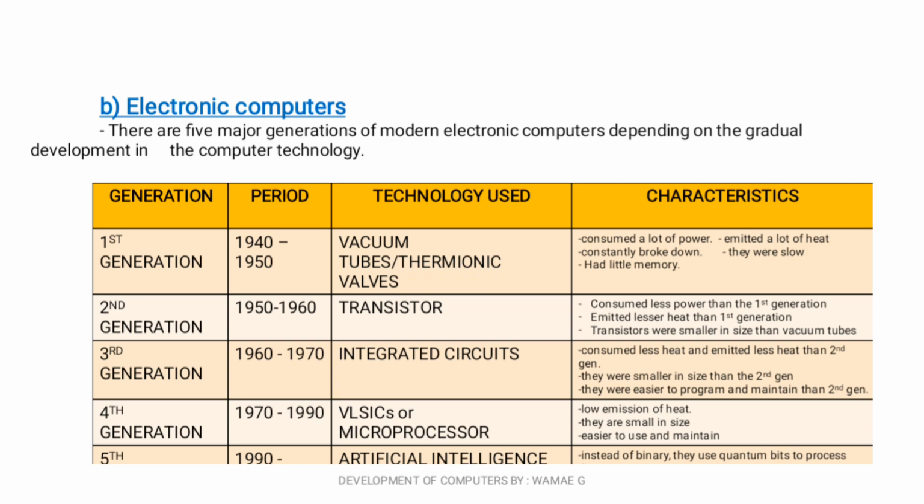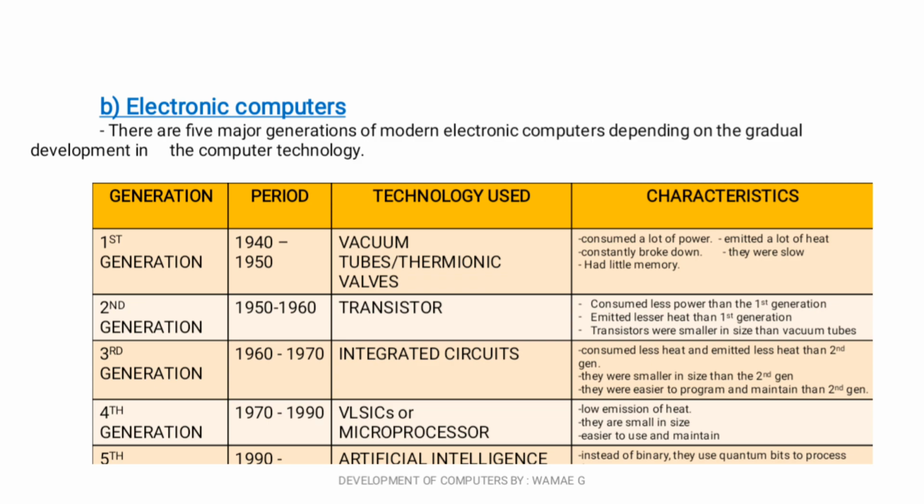Third generation started in 1960 to 1970. The technology used was integrated circuits. Characteristics of that generation: consumed less power and emitted less heat than second generation. They were smaller in size than the second generation. They were easier to program and maintain than second generation. So this is what I was telling you, that at the second and third generation, we try to compare with the previous generation.